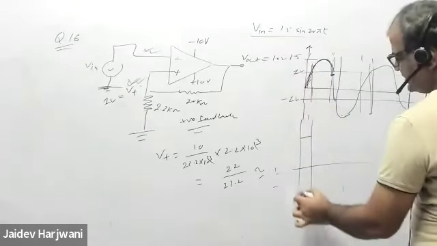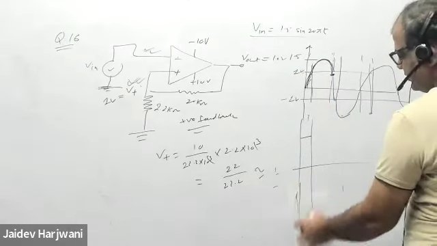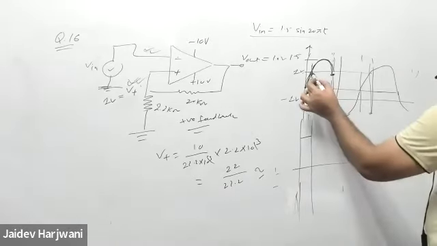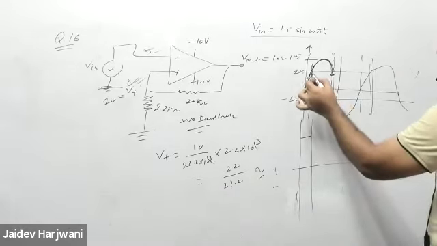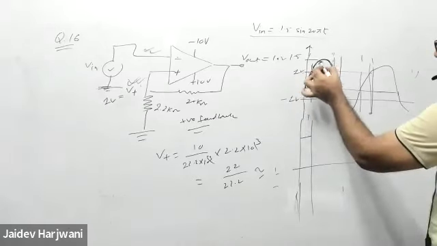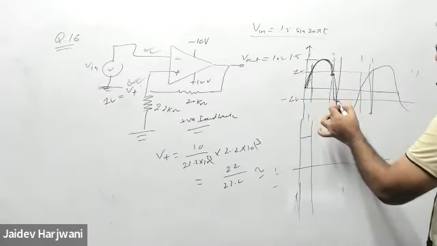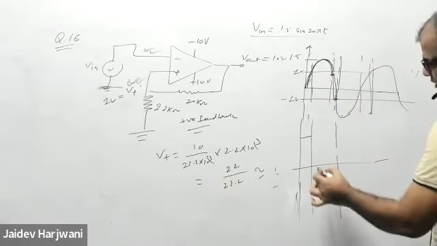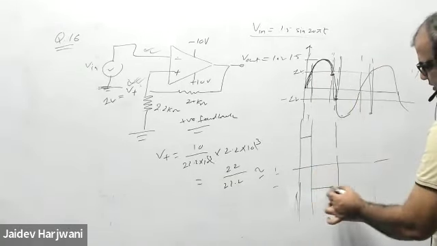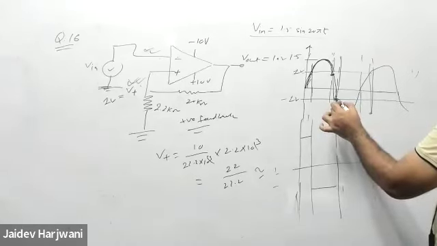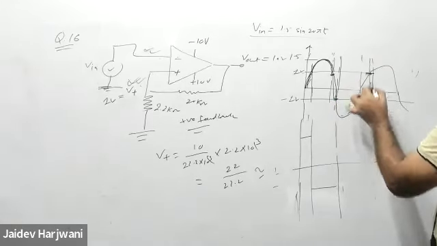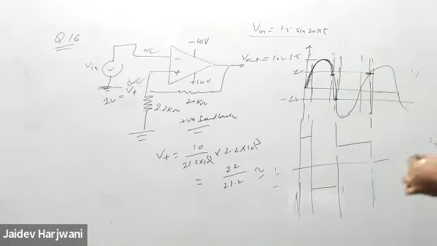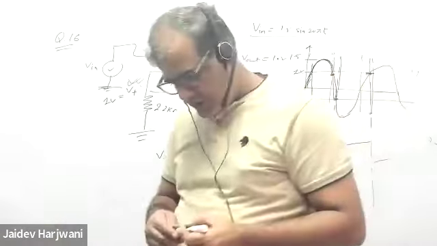Now, when will the next transition take place? The next transition will take place from here, so the transition will take place here and here. The next transition will take place up to here. So from here to here it will come like this. Then the next transition will take place here, so from here to here. Now it is correct.